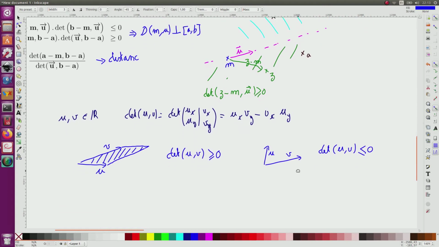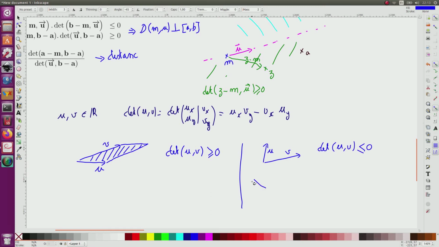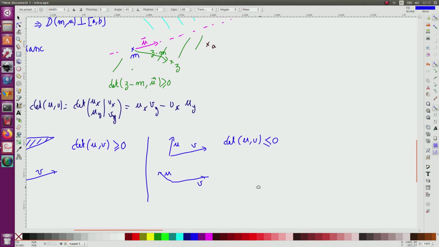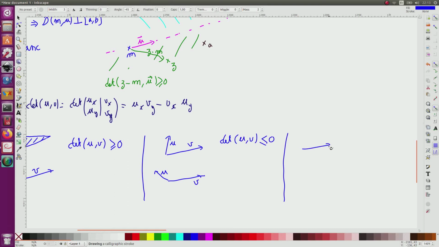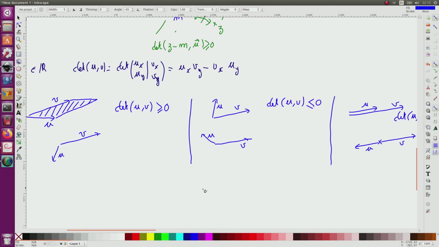So if I have here, for instance, U like this and V like this, it is still negative. Here, the same, if I have U like this and V like this, the determinant is negative. But there is also another situation that could appear. If U is like this and V is like this, then the determinant of U and V is equal to 0. If U is like this and V is like this, the determinant is also equal to 0. So it is important to know these properties.